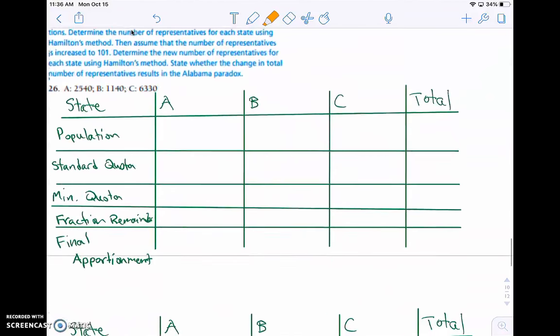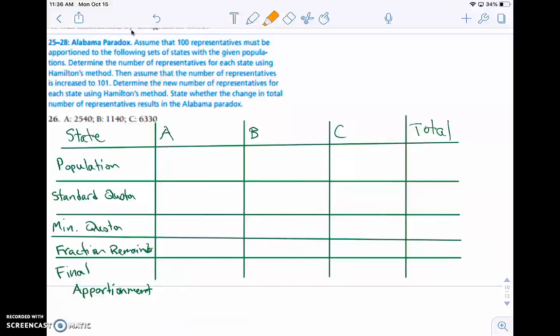So we're going to look at this question here. Question 26: we have 3 states, A, B, and C, and we see their populations right here. We're first going to assume 100 representatives must be apportioned to the given populations. We're going to determine the number of representatives using the Hamilton method, and then we're going to switch over and say, what if we increase that to 101? Determine the new number of representatives for each state and see if the Alabama paradox occurs.